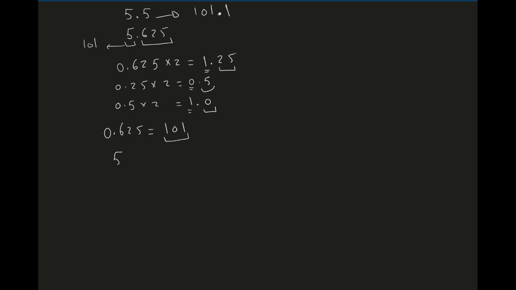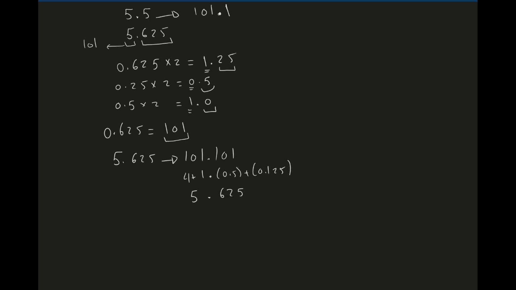So my 5.625 in decimal is 101.101 in binary. And if you want to double check this work, you can convert it back to decimal after you got it from binary. So this is 1 plus 4, that's a 5. And this is 0.5 plus 0.125, which is 5.625.